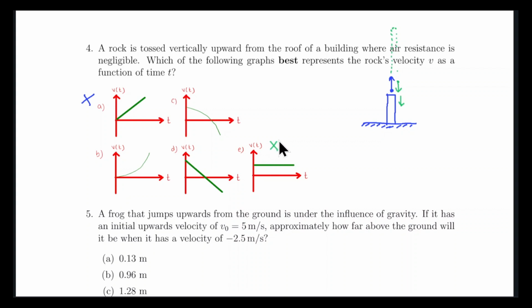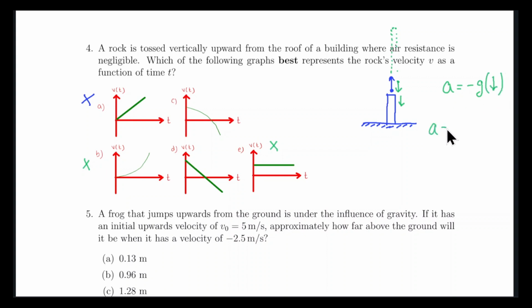Now, B is also not possible. Why? Because it is not getting 0 anywhere eventually after some time, right? These two make sense because they are eventually getting 0 somewhere, and eventually they are also getting negative. But remember that this is a free fall, right? This is in the air, and in the air the acceleration is always negative g, or g downwards.